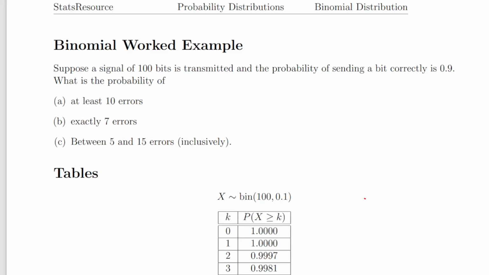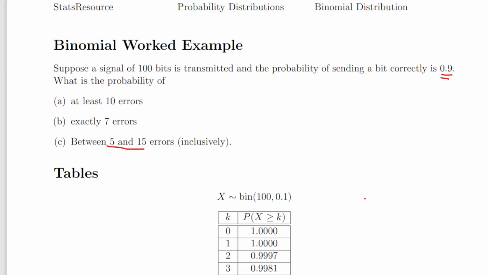In this presentation, we are going to look at the binomial distribution. We are going to use statistical tables in this instance. Suppose a signal of 100 bits is transmitted and the probability of sending a bit correctly is 0.9. Find the probability of at least 10 errors, exactly 7 errors, and between 5 and 15 errors inclusively.